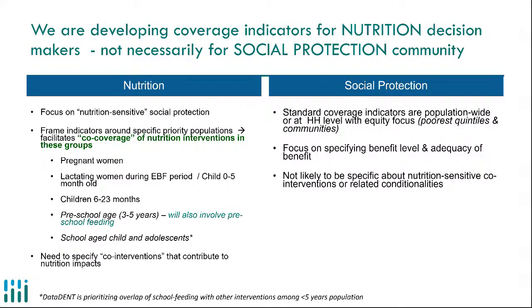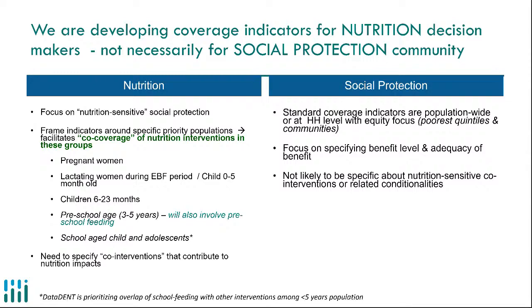Now, NSSP, as the name implies, is relevant for both nutrition communities and also social protection communities. And really, these two communities might have different goals looking at such programs. For our efforts within DataDen, we are really focused on developing indicators that are useful and can be taken up by the nutrition community. So we're focusing on the nutrition component related to nutrition-sensitive social protection programs that can actually be operationalized within surveys. So we are framing indicators around specific priority populations that are typically accessed and studied within the surveys that the nutrition community uses.